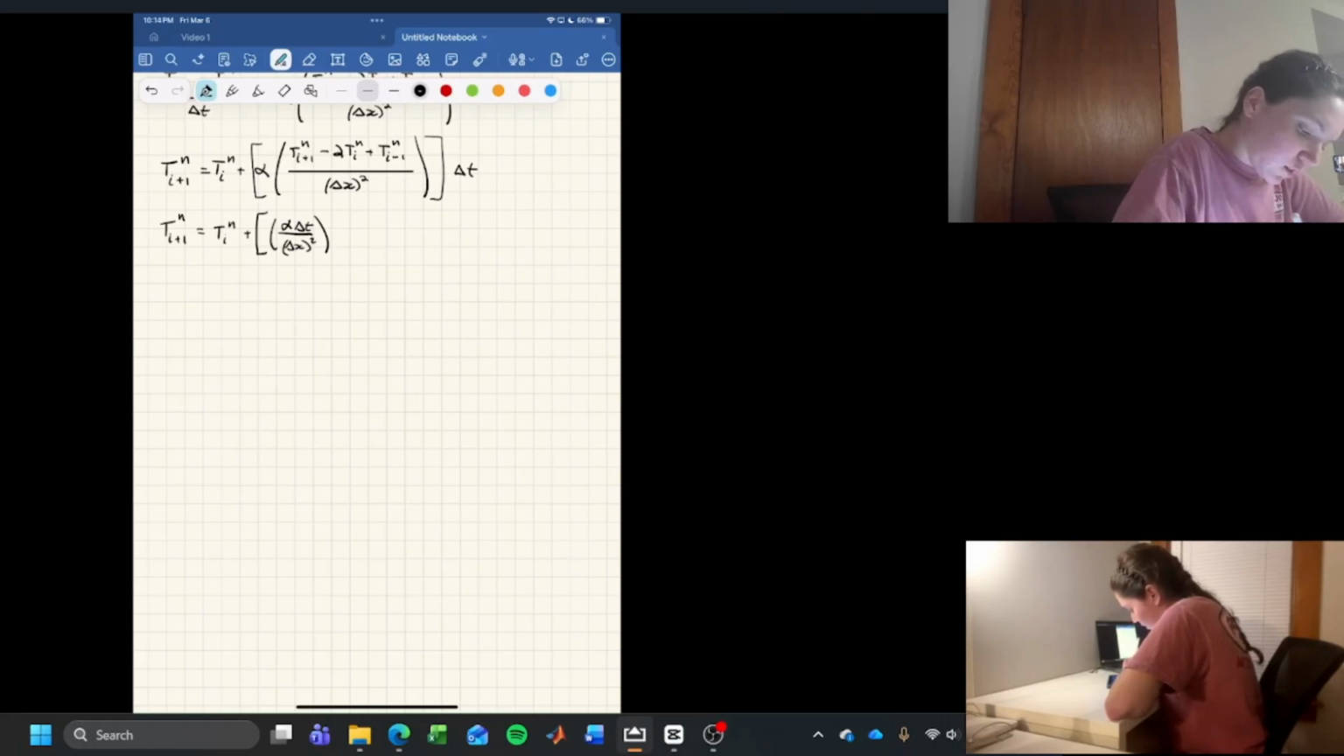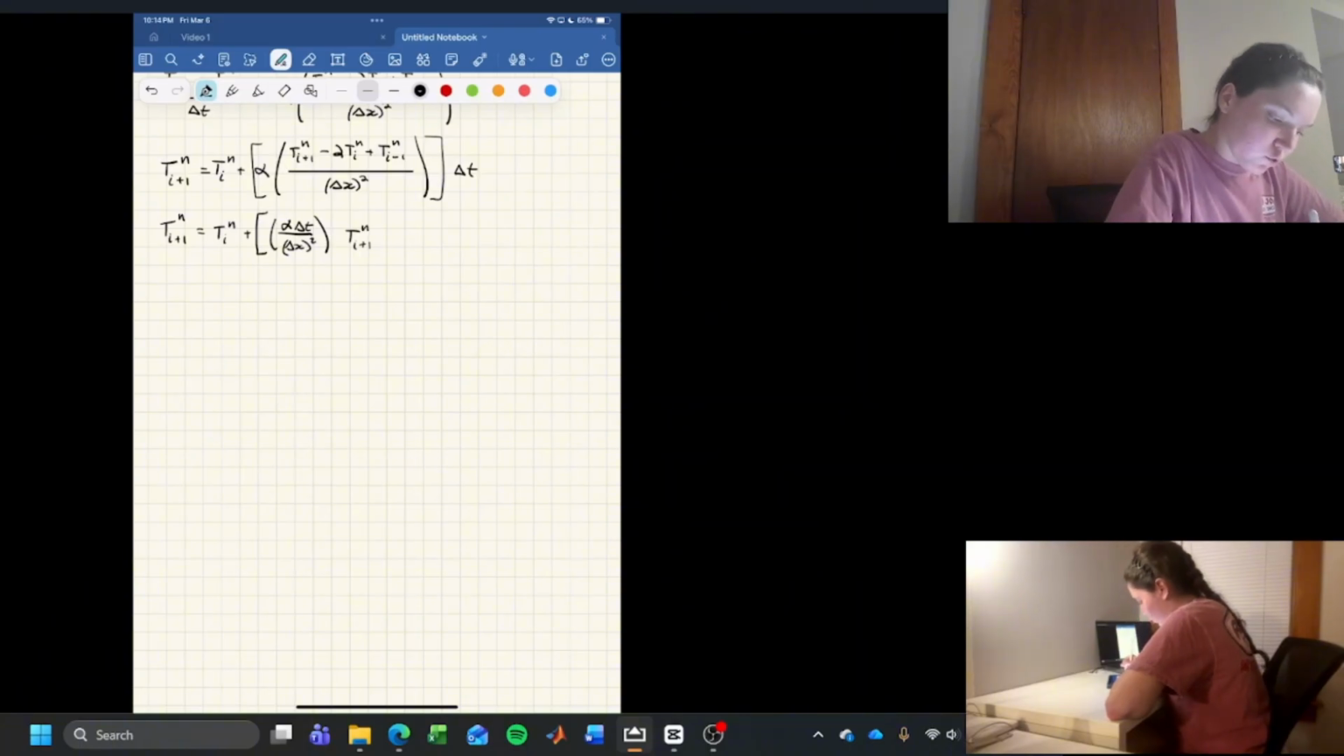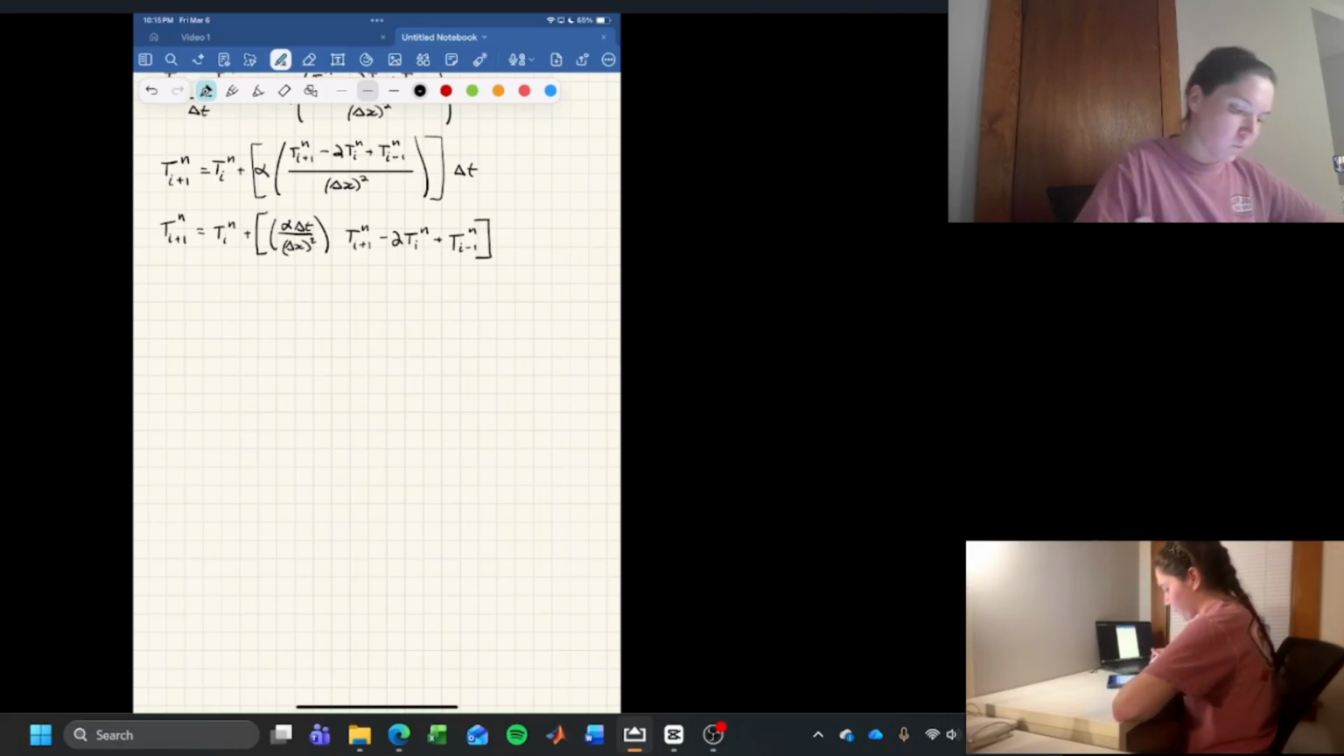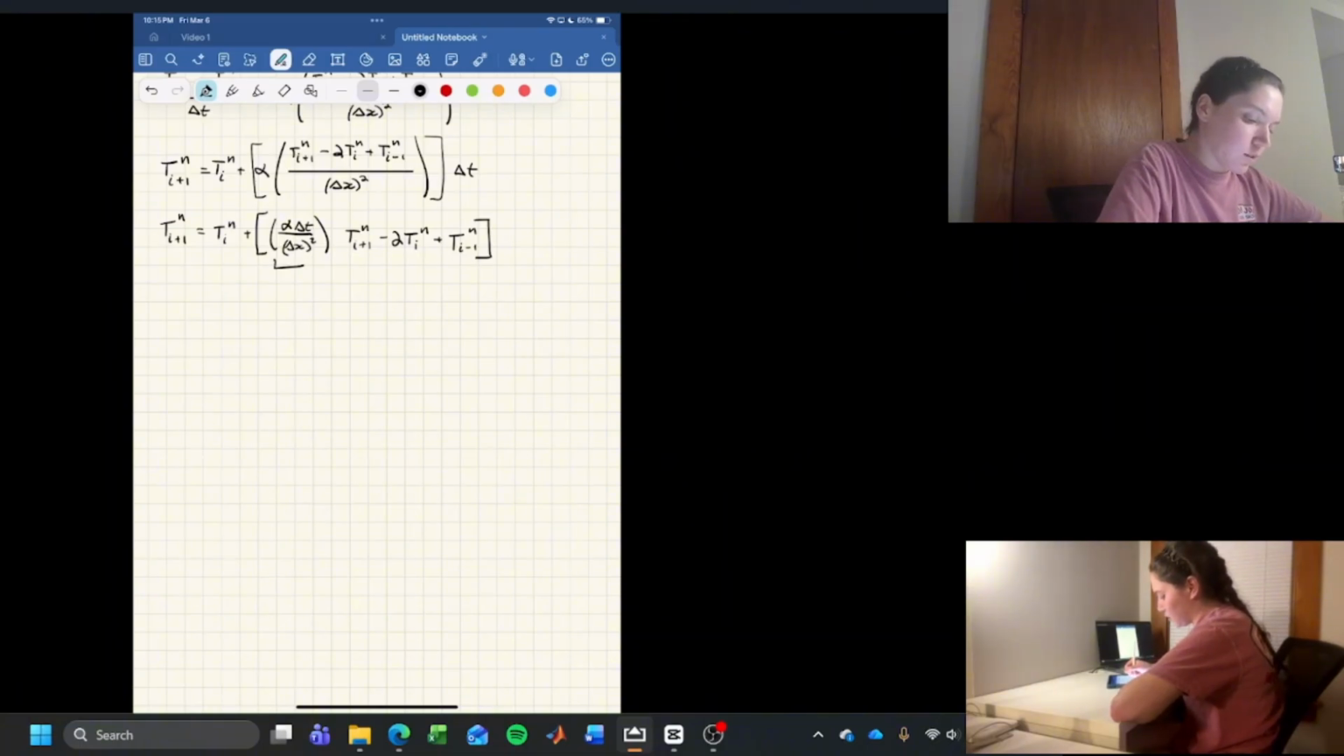And then this numerator part can stay the same: the temperature to the right of where we are, minus 2 times the temperature where we are, plus the temperature of the one to the left of us, all at some time. So when we do this in Excel, this part here, the thermal diffusivity times the change in time over the change in position squared, we're going to say that this is R when we go into Excel.